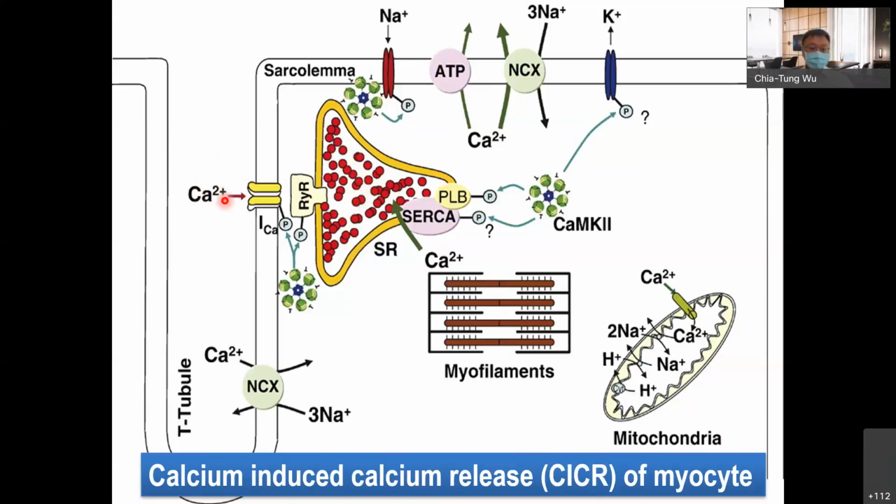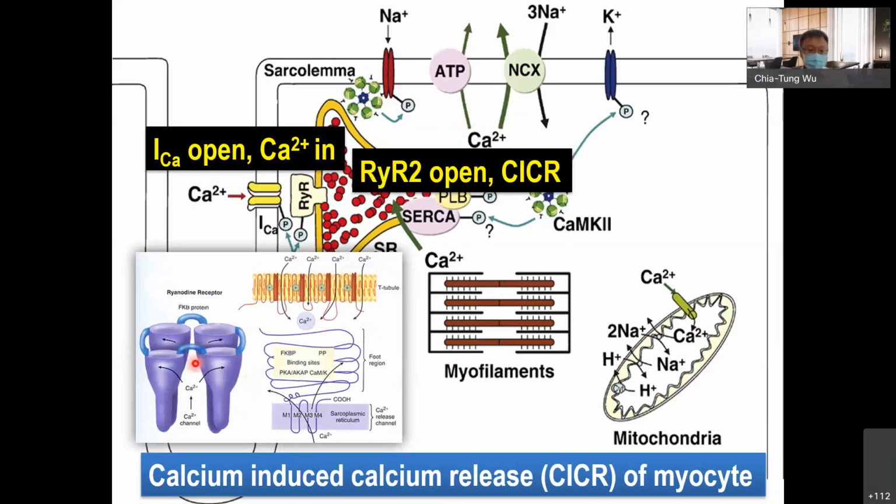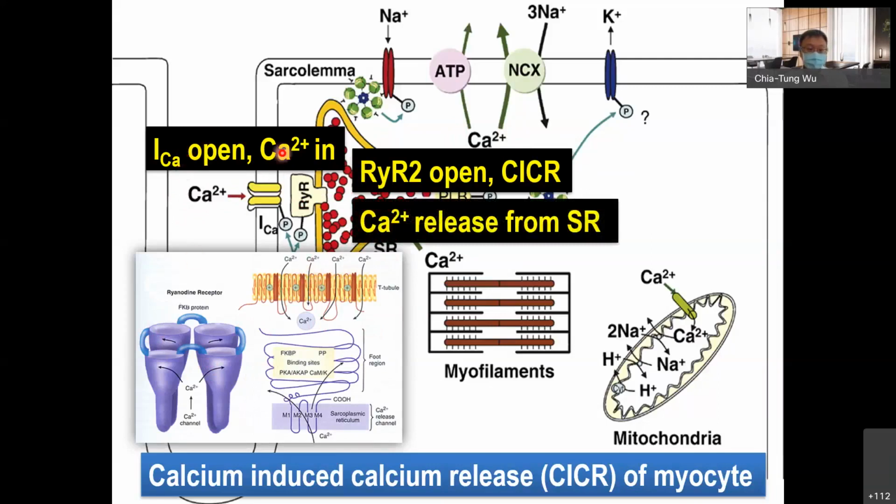And at phase 2, when the extracellular calcium gets inside the cardiomyocyte from the calcium channel, it will activate a receptor. We call it ryanodine receptor 2, RYR2. This receptor will open and the calcium stored in the SR will release. So the extracellular calcium induces intracellular calcium release. So we call it CICR. This calcium will interact with our myofilament to make our myocyte contract.